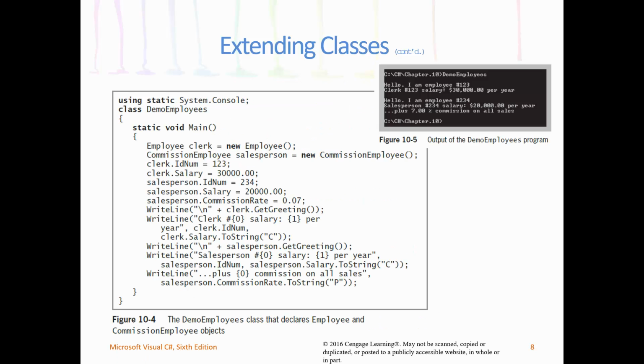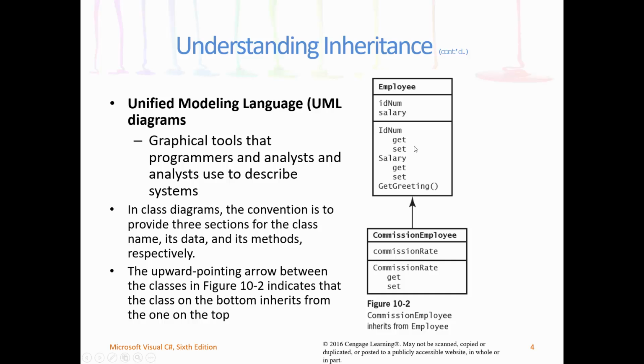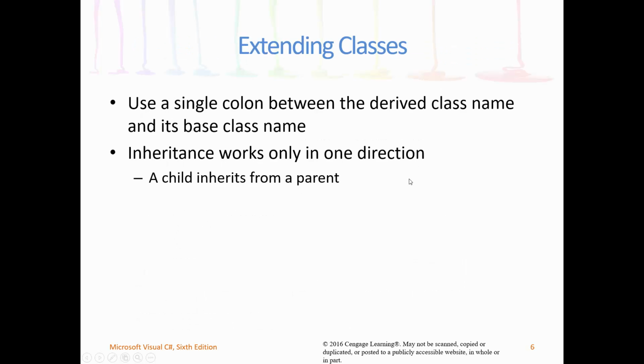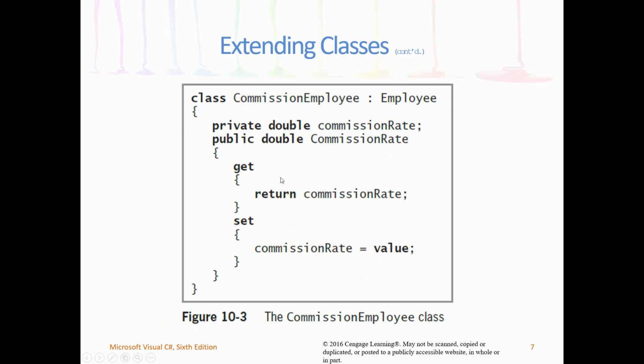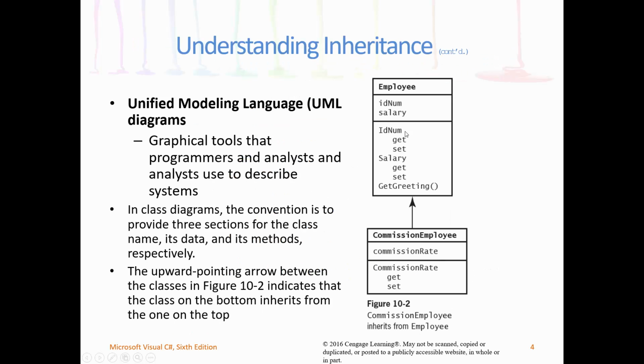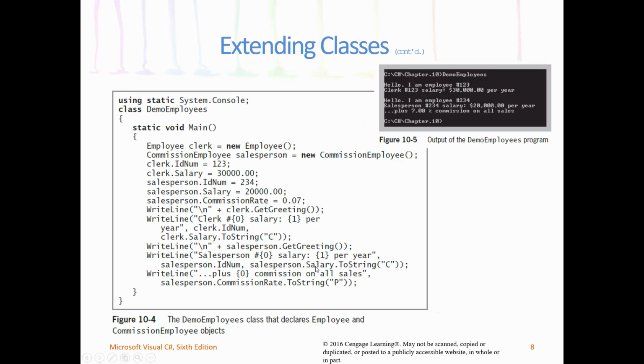So here's an example. So we create a new employee. So notice it says employee clerk. So that clerk, this clerk right there, can do everything that's in here. Then we create, after that, a commission employee called salesperson. And they can do everything that's in here. They can manipulate these, but only by using these public methods, and they can do anything that's in here. Again, I think it makes more sense when you start to see some examples.